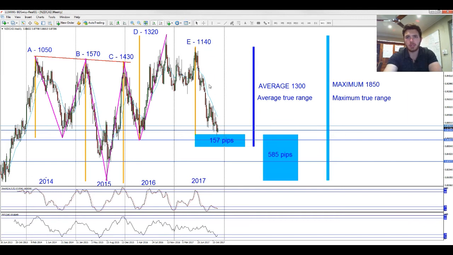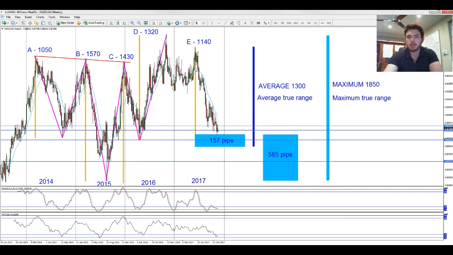If we add up all those numbers and average it out, we're looking at an average true range on the right-hand side here of 1,300 pips. What that effectively allows us to identify is that we know price action is probably going to move within these barriers, because on the last 5 occasions, it's averaged a 1,300 pip move.